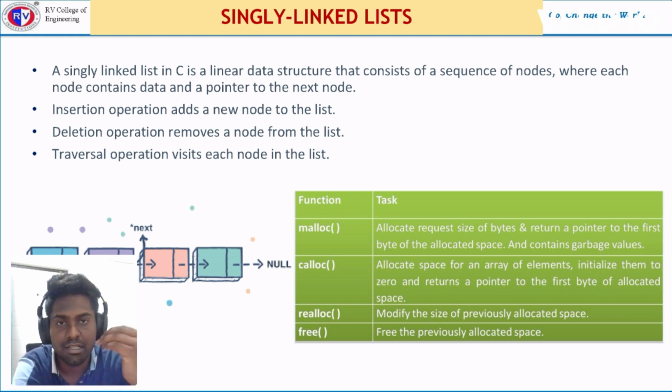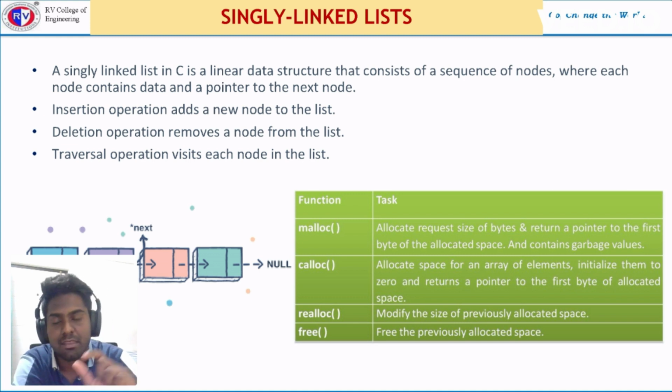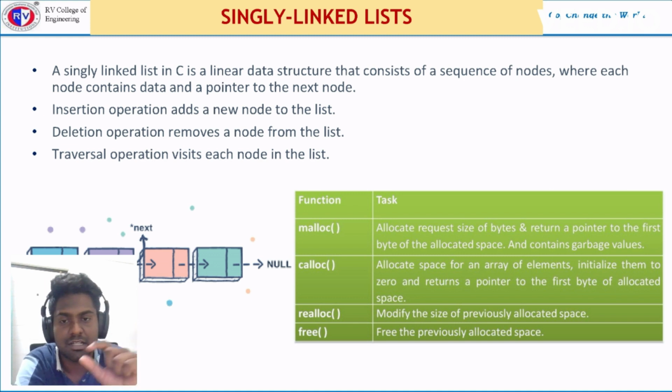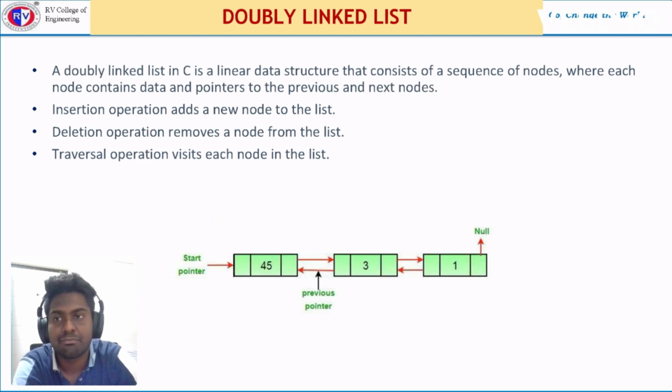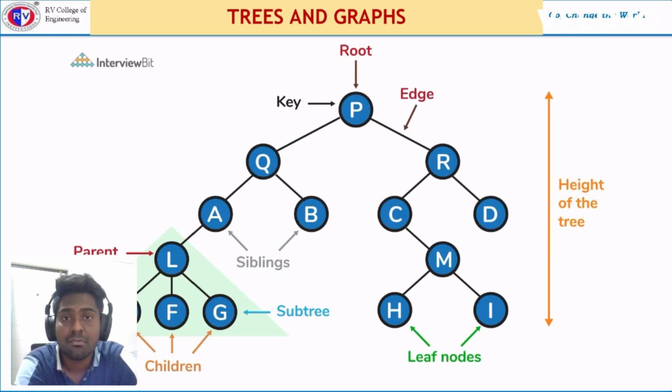Insertion can be done from the beginning and the end. Deletion, again, you're removing a data element, so you have to use the free function. Deletion can also be done from the front and the end. Insertion and deletion can be done in between, but you have to write extra lines of code. Doubly linked lists are very similar to singly linked lists, whereas this is a more efficient structure, as there's a pointer pointing towards the next node as well as the previous node.